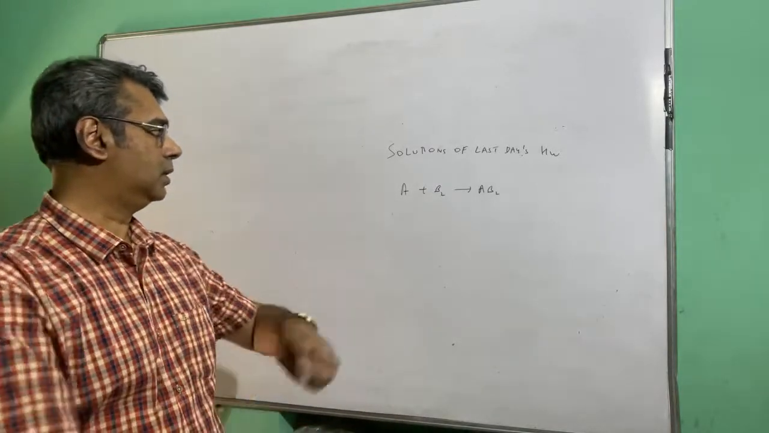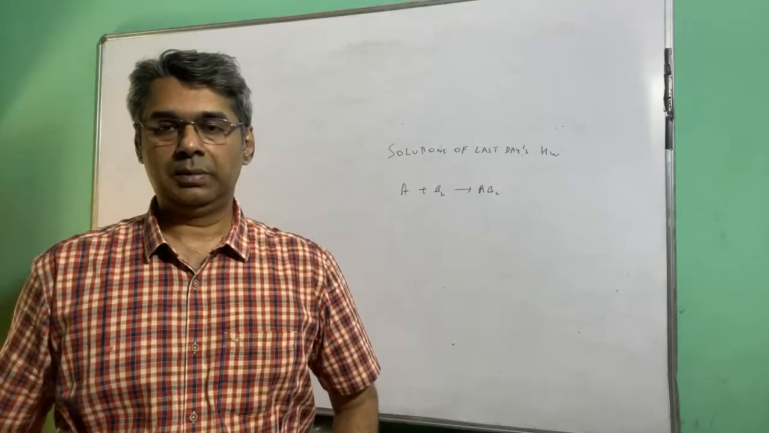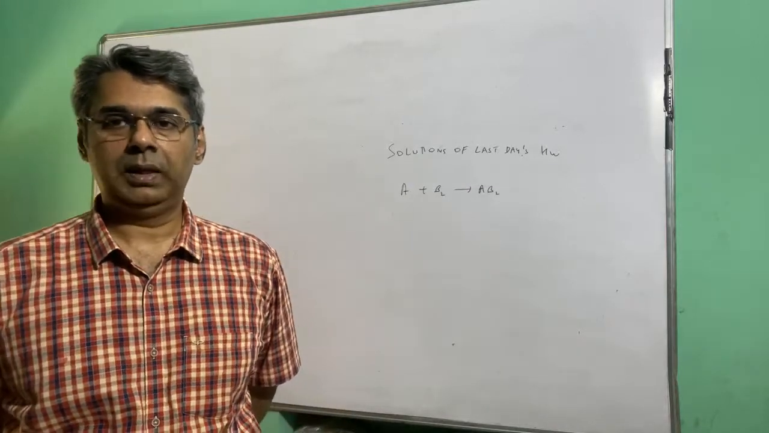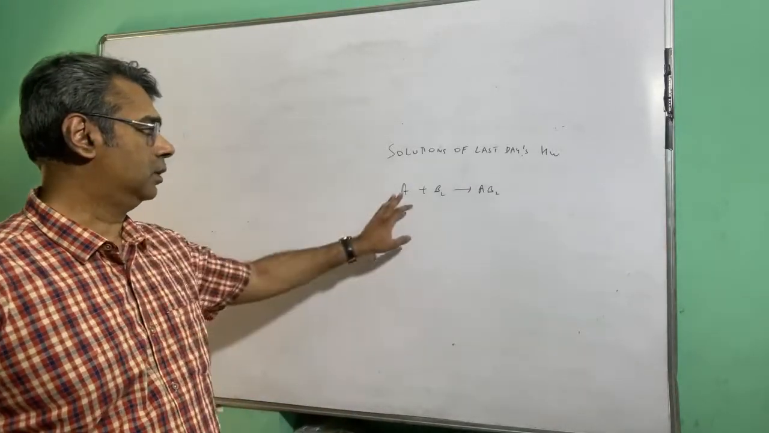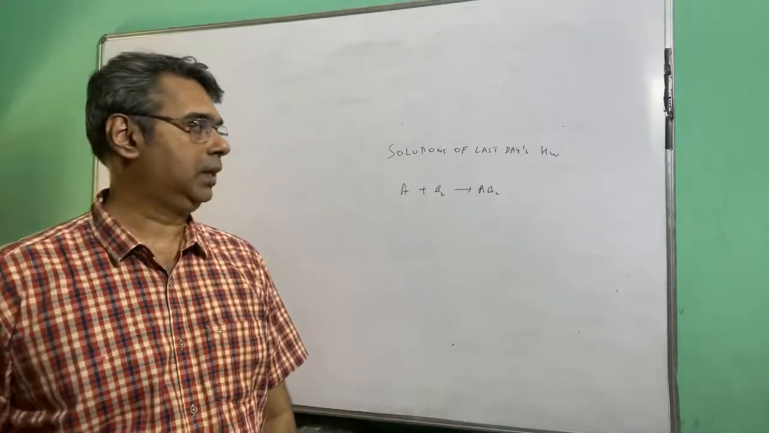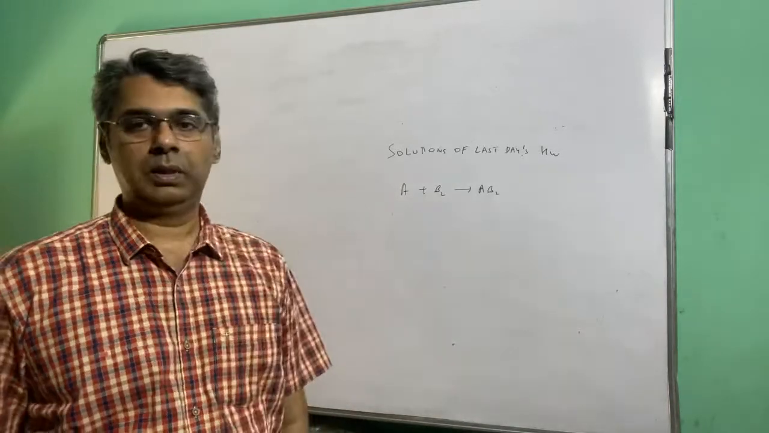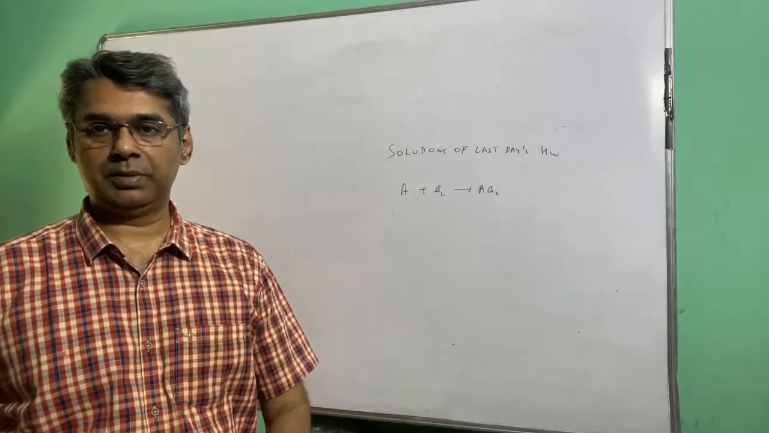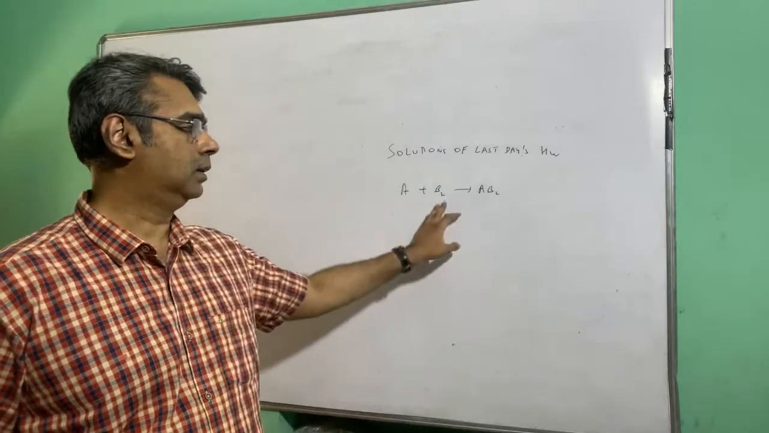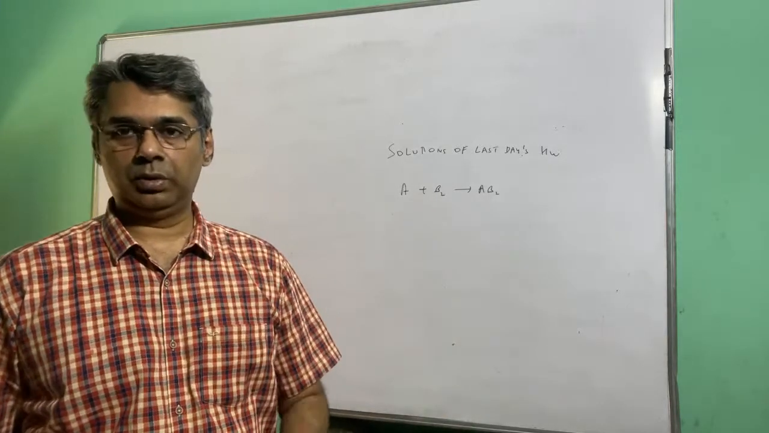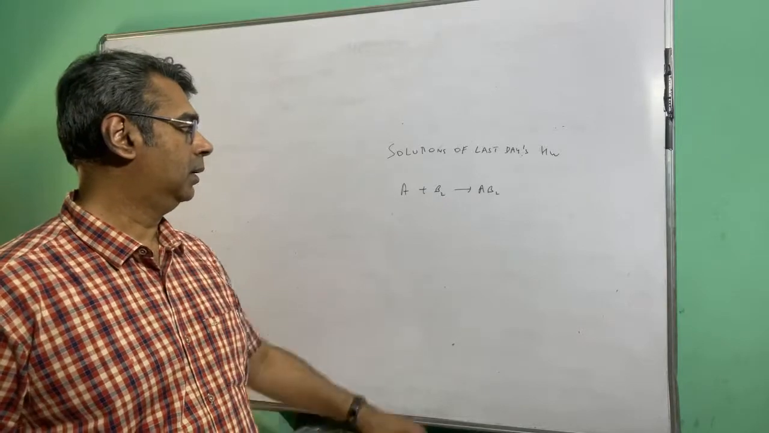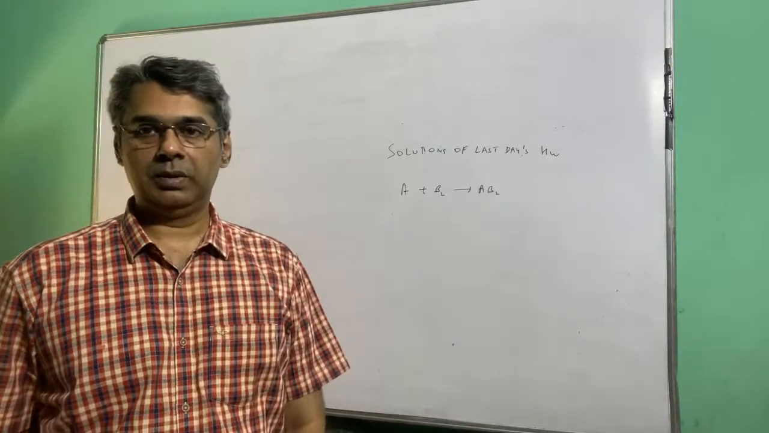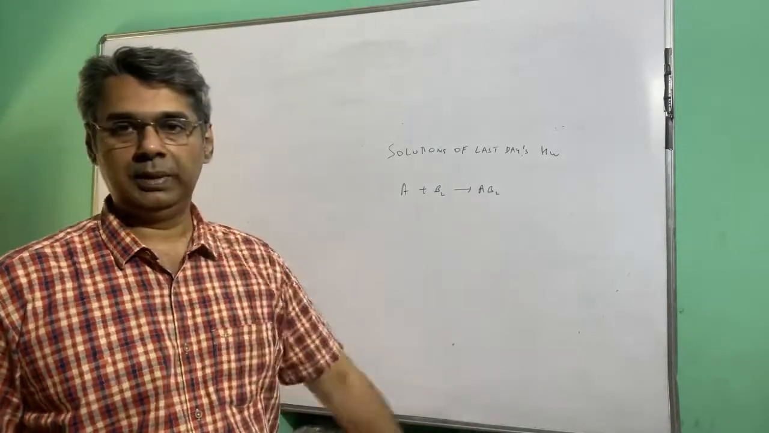So actually, there's a substance A. It has got one atom. So this is an atom of some substance A. Then B2 is a molecule of some substance B, and there are two atoms, B2. So it is diatomic. And AB2 is a compound which has got three atoms, 1 A and 2 B, right?